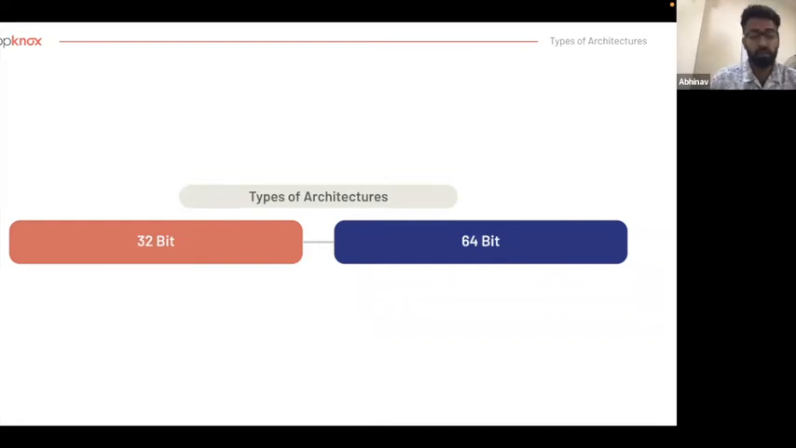So before you start reversing, the first thing you need to see is whether it is a 32-bit or a 64-bit. There are a lot of differences. We can see them as we go further down in the slides. I will not go through all of them here, but this is the broad categorization. The first thing that you need to check when you're reversing is to see if you're dealing with a 32-bit or a 64-bit executable.